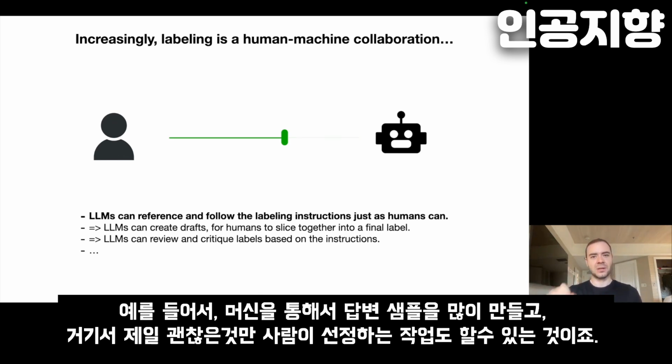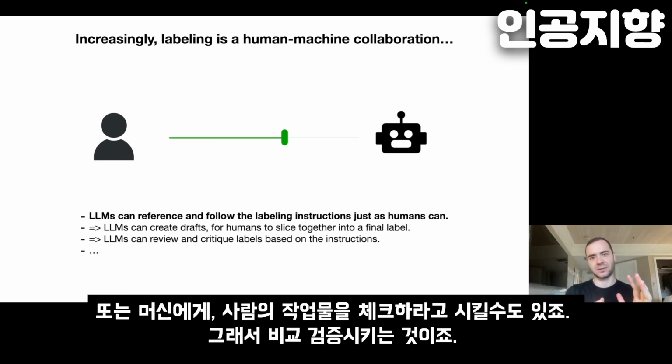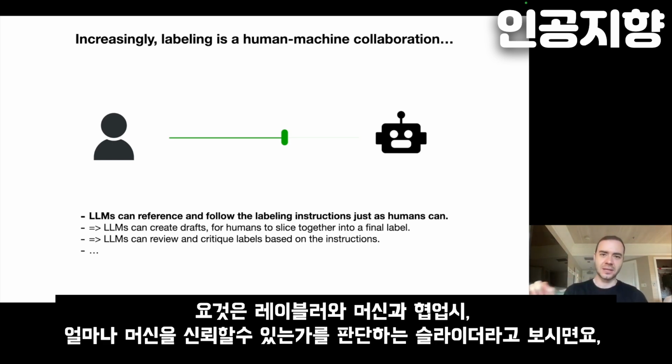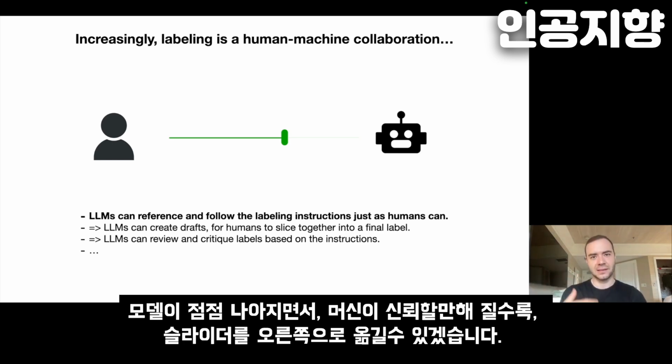And so, for example, you can get these language models to sample answers, and then people sort of cherry pick parts of answers to create one single best answer. Or you can ask these models to try to check your work, or you can ask them to create the comparisons, and then you're just kind of in an oversight role over it. So this is kind of a slider that you can determine, and increasingly these models are getting better. We're moving the slider sort of to the right.